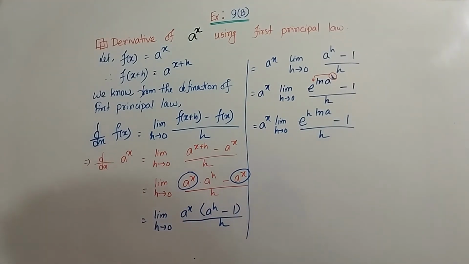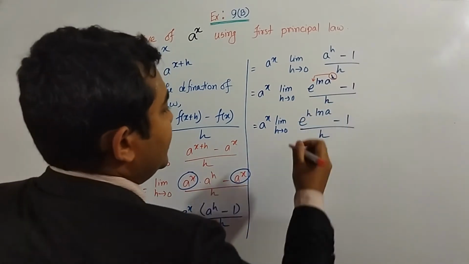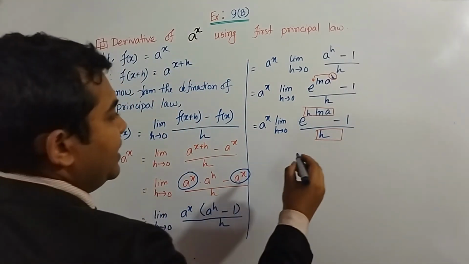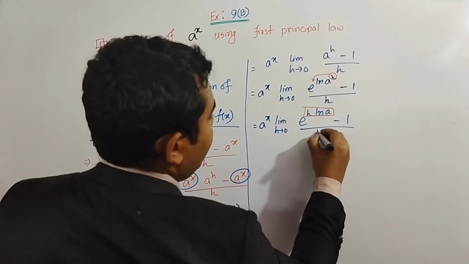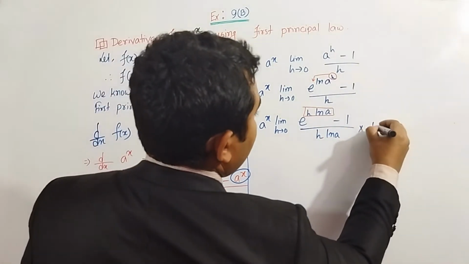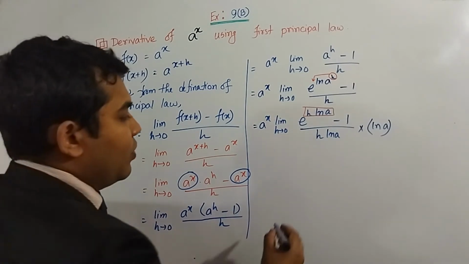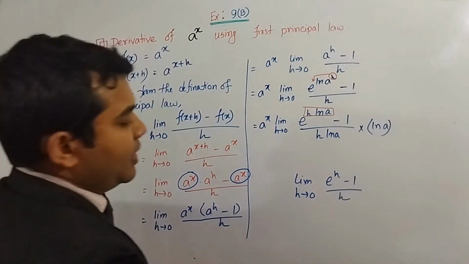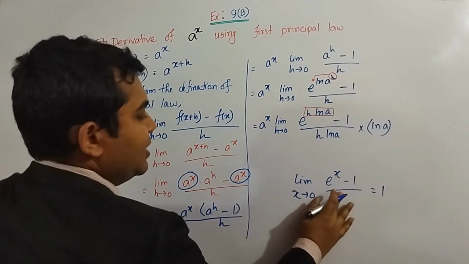We know the formula of e to the power x minus 1 by x, isn't it? But here one problem arises, that here is h. If this part and this part are the same, then we can write it as 1. So we'll write here h ln a into ln a, because we know a formula. Which formula do we know? Limit h tends to 0 of e to the power h minus 1 divided by h is equal to 1. It can also be written as limit x tends to 0 of e to the power x minus 1 by x equals 1.